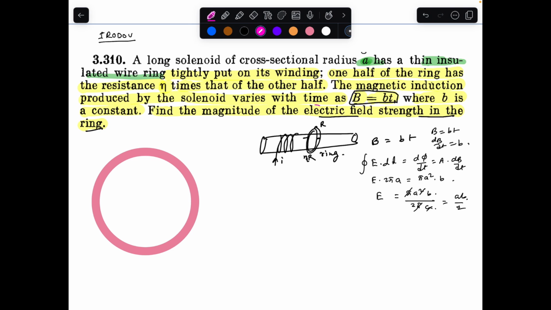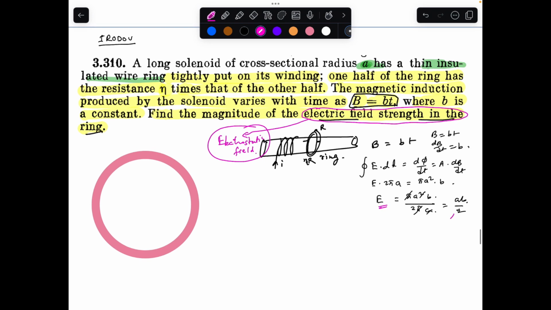But the question here, a little bit of clarifying. Whatever electric field they're asking about, this is the electrostatic field, which is conservative. Electrostatic field, static field. They're not asking about the induced electric field. So this is not the answer. You can see the answer is not this. So generally a student gets confused why the answer is not coming. This is a conservative field. They're asking to find the conservative field.